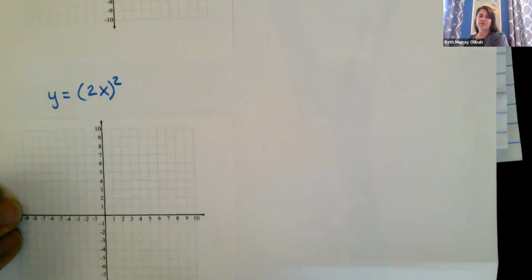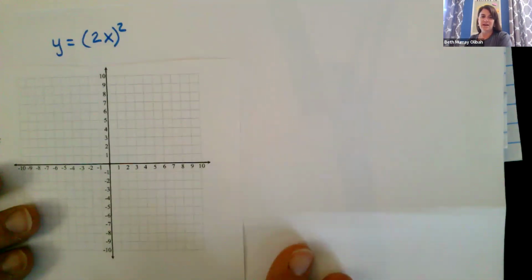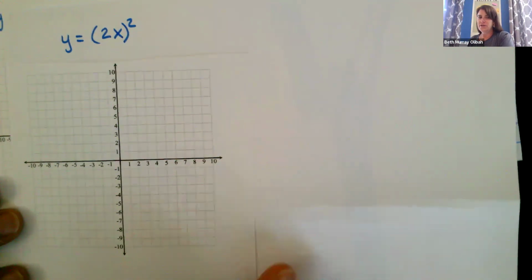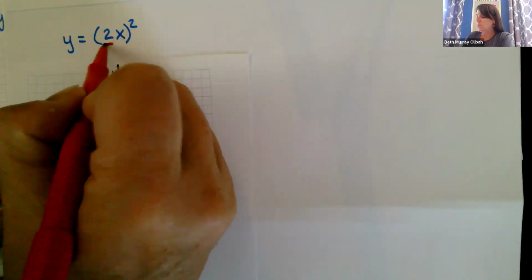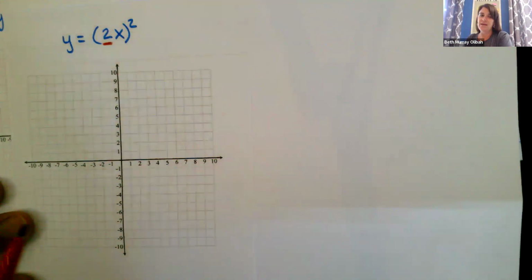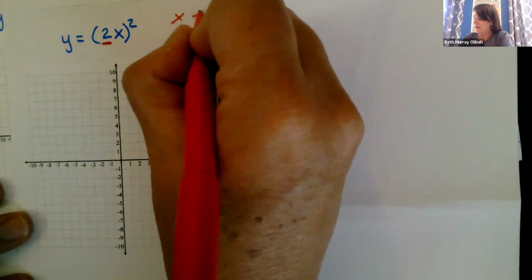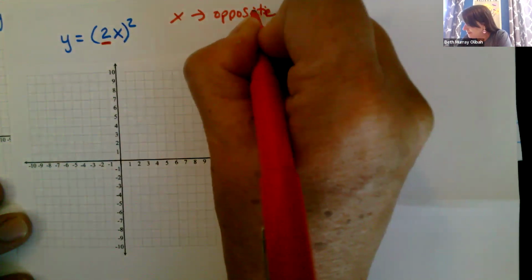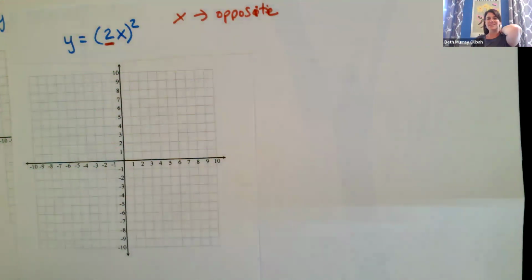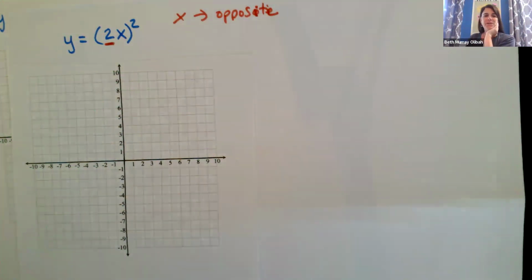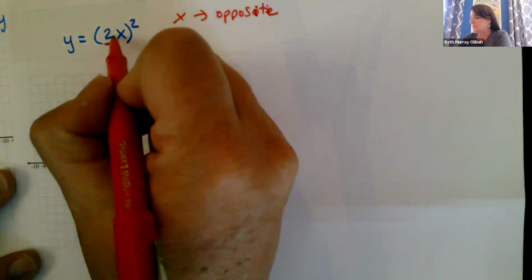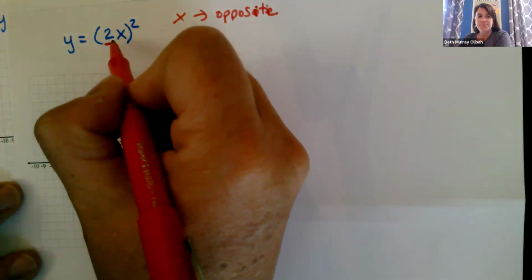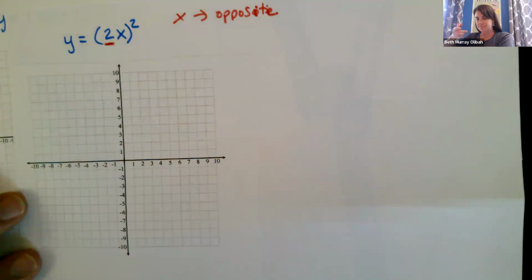Now let's see if we have the same number, but it's inside. So inside is the trickier one. Remember, inside is the horizontal stuff, so it's going to affect the x. And we always do the opposite, the opposite of what we see. So remember when we saw a +1, we did -1. When we saw a -3, we did +3. Well, when there's something being multiplied, the opposite is going to mean flip.